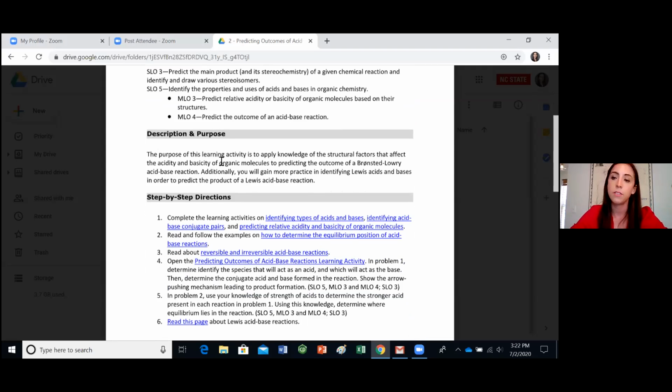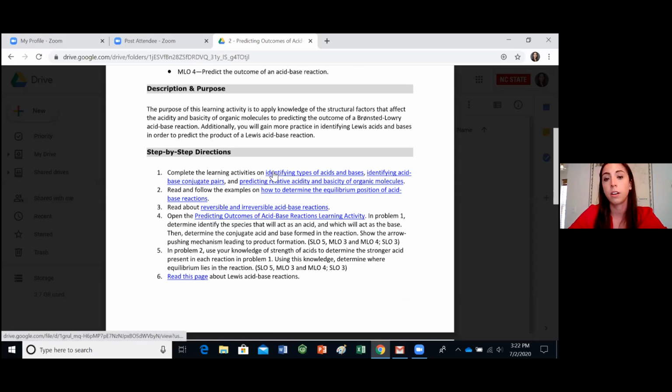So this learning activity is really meant to take those 3 previously learned skills and integrate them into this one learning activity, so that they can take all of these 4 module learning objectives and apply them to the last one of this module. First, what students would have to do is complete the learning activity on identifying types of acids and bases. This is where they will learn how to differentiate between your Arrhenius, Bronsted-Lowry, or Lewis acids and bases. So that's the first that they have to accomplish.